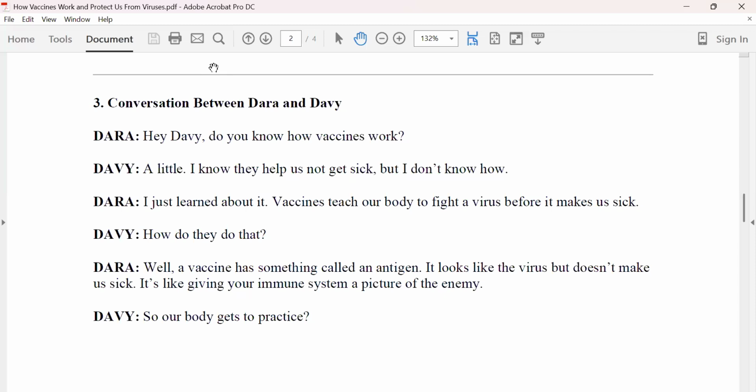Hey, Davi, do you know how vaccines work? A little. I know they help us not to get sick, but I don't know how. I just learned about it. Vaccines teach our body to fight a virus before it makes us sick. How do they do that? Well, a vaccine has something called antigens. It looks like the virus, but doesn't make us sick. It's like giving the immune system a picture of the enemy. So our body gets to practice.